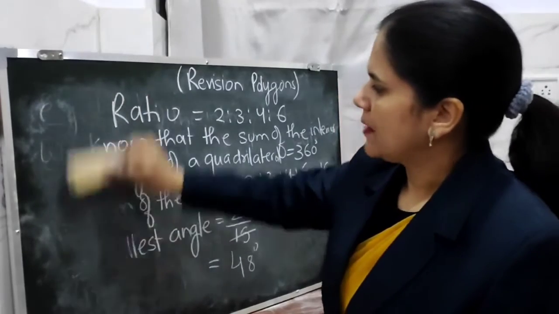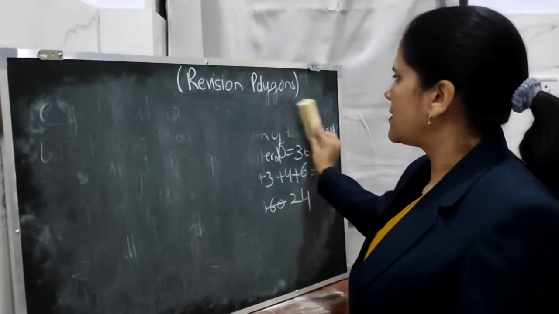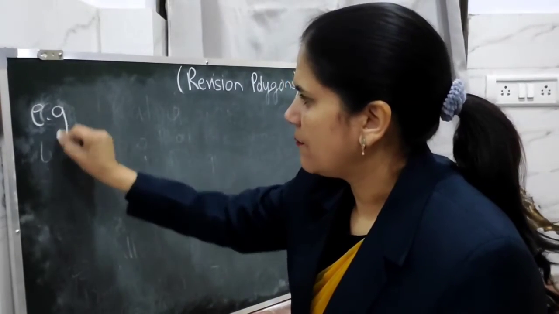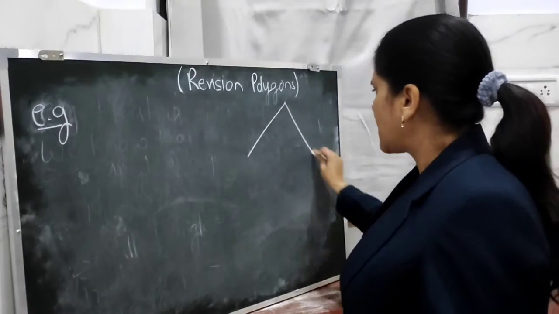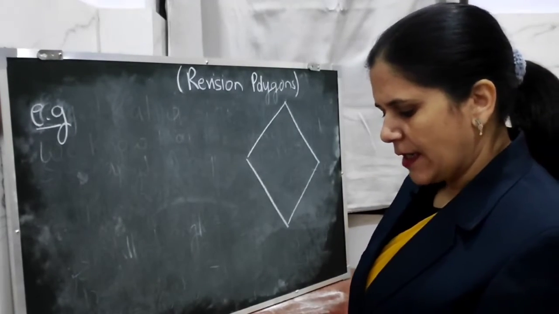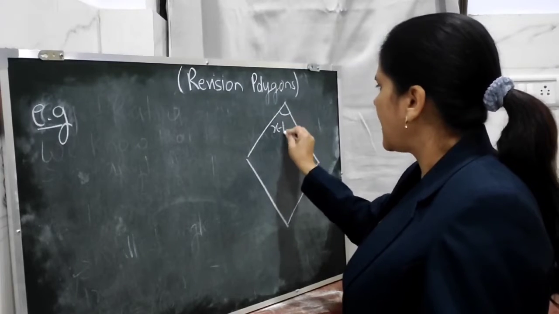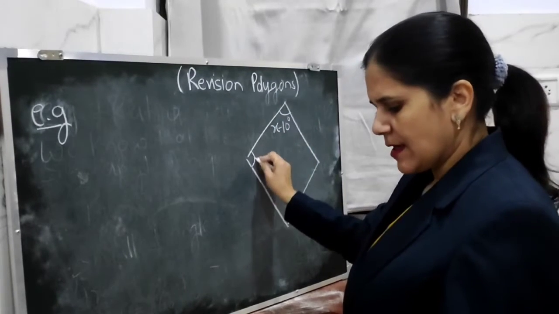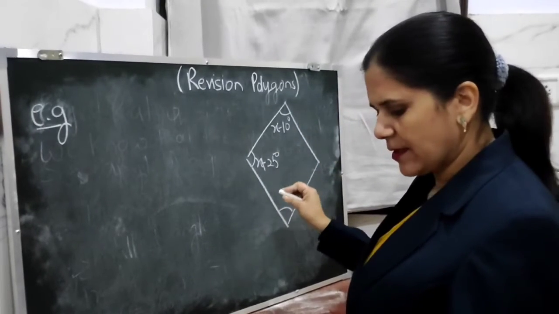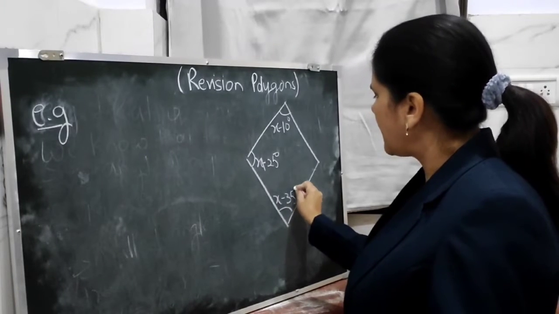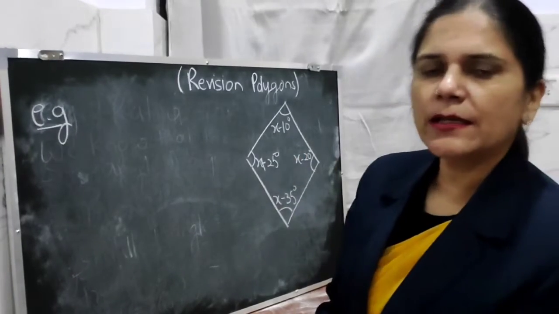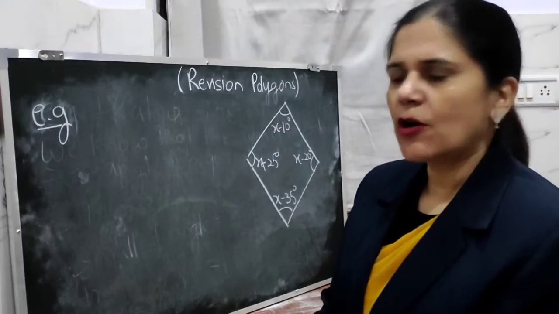Now the next type of questions given in this exercise are the figure based questions. Let me do one more question here. For example, suppose they have given a figure in this way. It is a four-sided figure, so it is a quadrilateral, and angles are given in terms of x: x minus 10 degree, next is x plus 25 degree, the third angle is x minus 35 degree, and the fourth angle of the quadrilateral is x minus 20 degree. So we have to calculate the value of x.